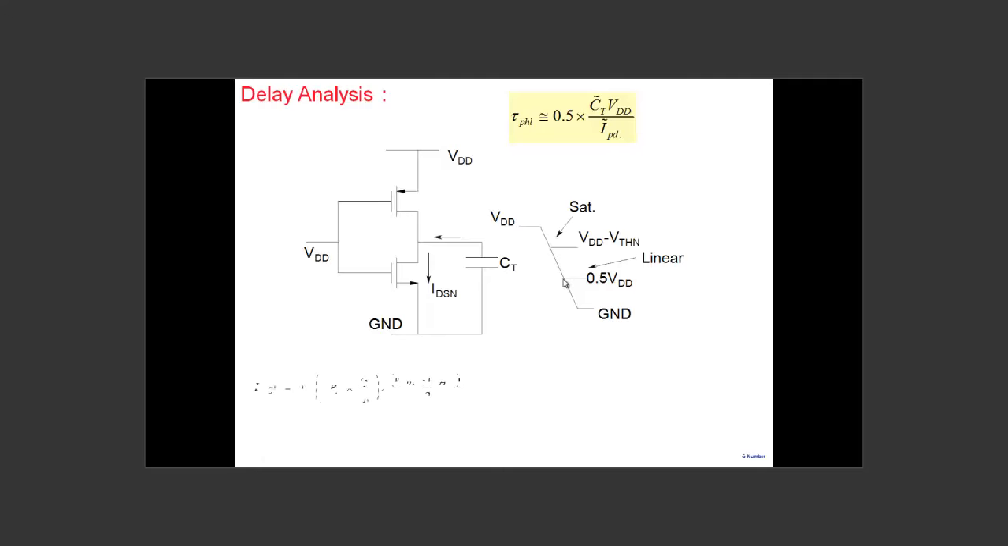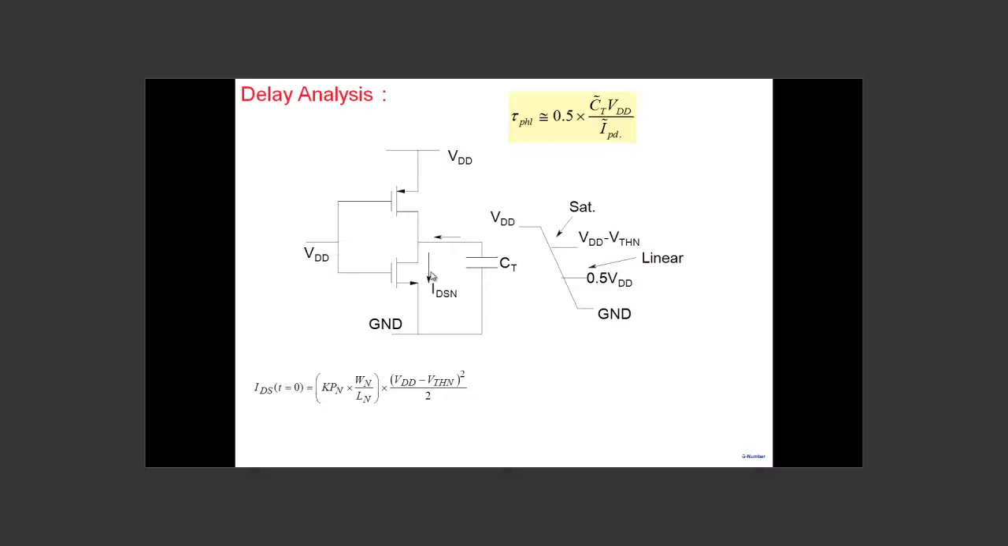So at the beginning of it, the current would be KPN, WN by LN, the size of this one, multiplied by VDD input minus VTHN squared by 2. So that's the current here. And the current will stay the same as you start from here and go up to VDD minus VTHL. It's a constant current, so the capacitor discharges almost linearly.